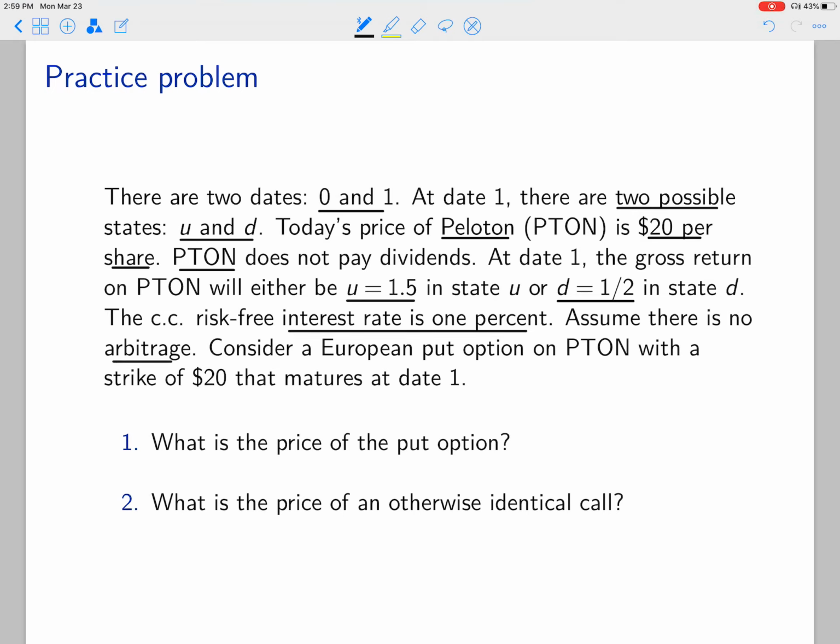There's no arbitrage, and we want to price a European put option on Peloton with a strike of 20 and a maturity of 1 year. We want to price this put option, and then we want to price a call option as well. The way we're going to do that is we're going to use put call parity, just like we did last lecture.